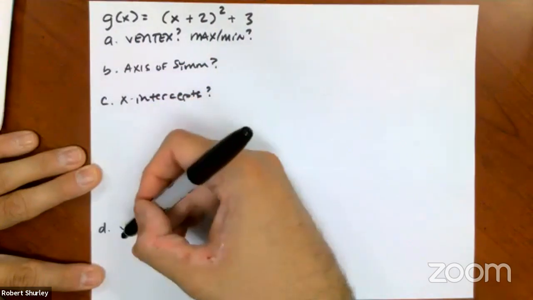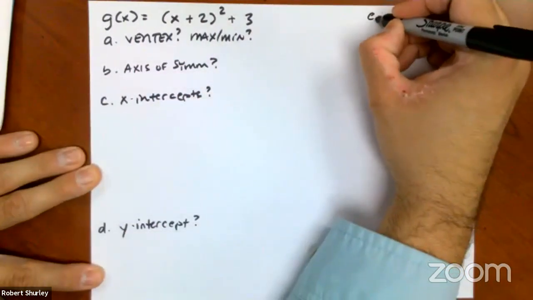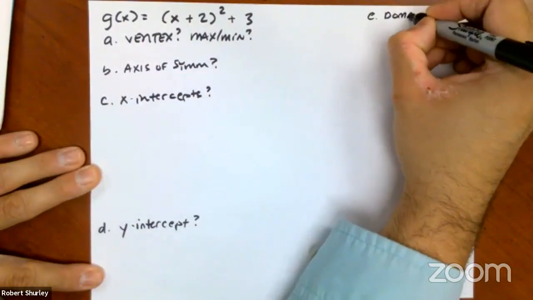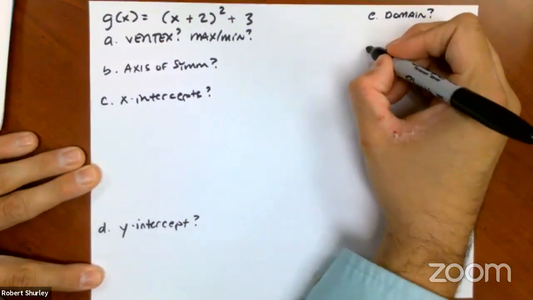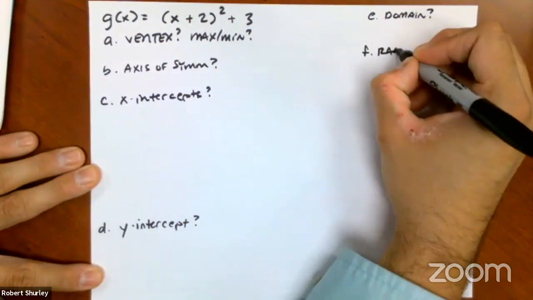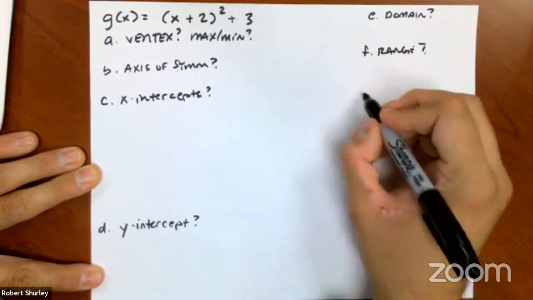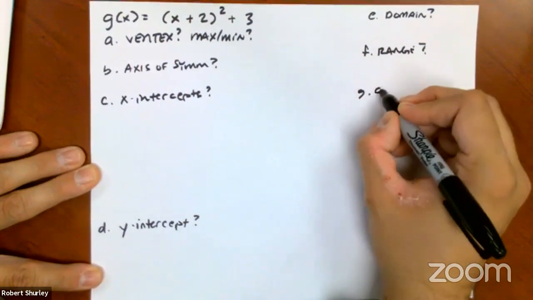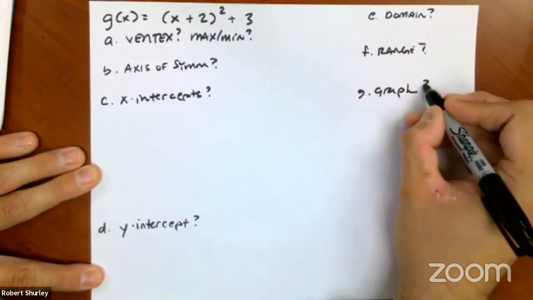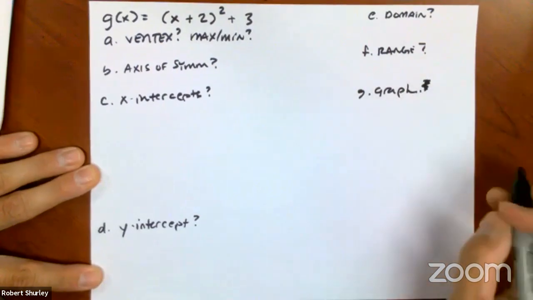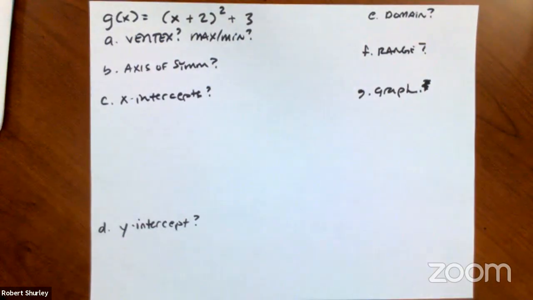Okay, so A, B, C, D. E, we'll do domain. I don't know why I even asked that now. We know the answer. Range, though, we don't. And then G, let's graph this thing. Okay, I'm going to give you a few minutes to work through these on your own and see what's happening.